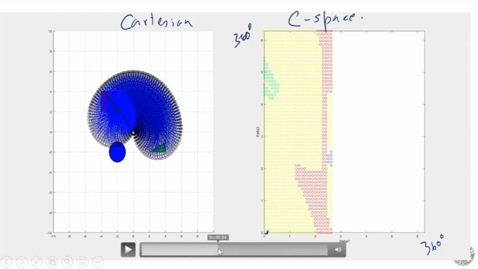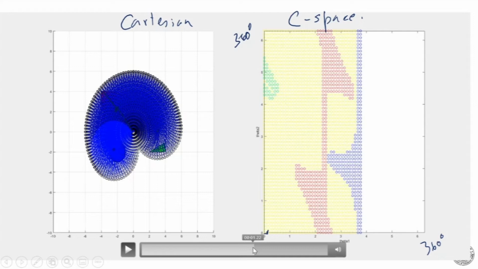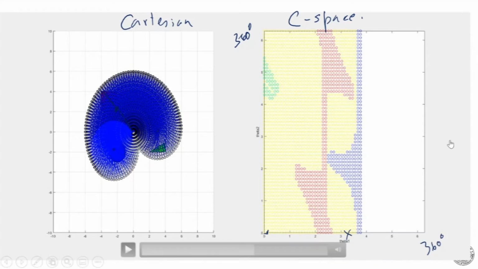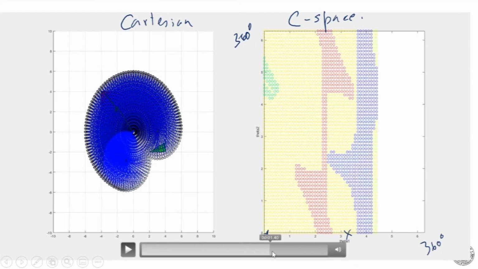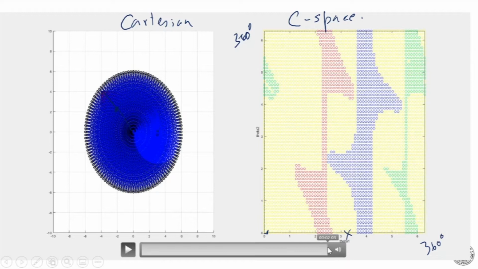Now we progress a little bit more. Now it starts hitting the blue object. You can see that. Now on my C space diagram, it is hitting the blue one and the red one. So at this location of theta 1, it is hitting the blue one as well as the red one. So both are being marked. Now we move a little bit further. It is going completely up to about 270. Then it comes to 360 and it is complete.